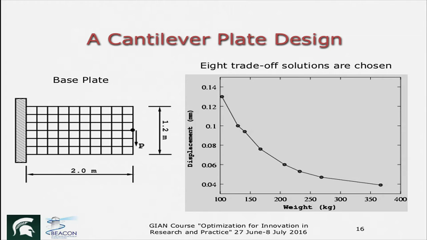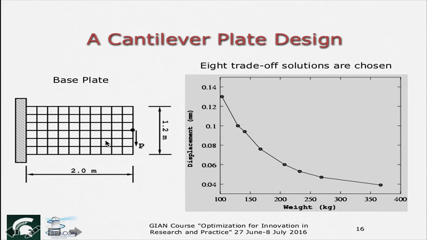This is a mechanical engineering or structural engineering design problem. Here is a plate, and I'm applying a load on this midpoint over here. It is supported over there. I want to know what should be the shape here so that two things are optimized. One is the weight of the whole thing, to be minimized. The other is the deflection. So we look at the maximum deflection anywhere in this plate, and we want to minimize that.